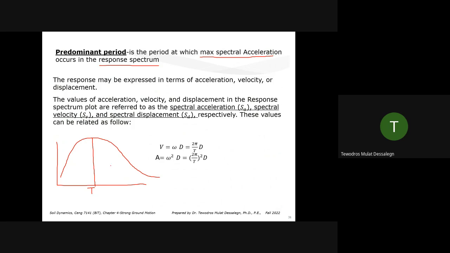If you have an input motion or response spectrum like this, you don't want your structure to have a period somewhere close to this. Or if you have it within this range, it's going to receive the peak value. That's what we saw as resonance, if you noticed. We don't want our structure to be in the range of the peak values. We try to stay away from the peak values.